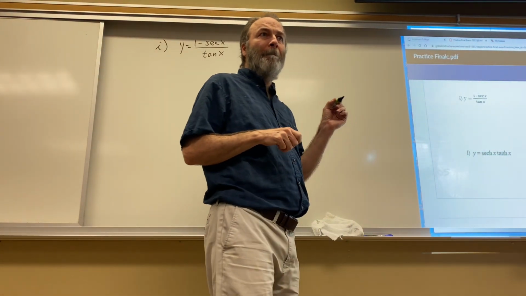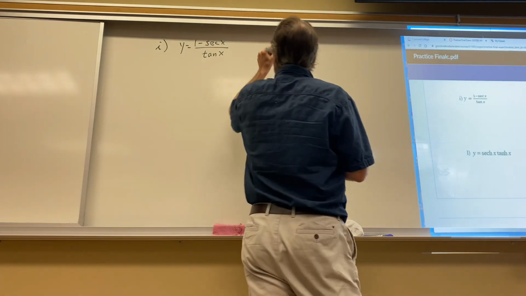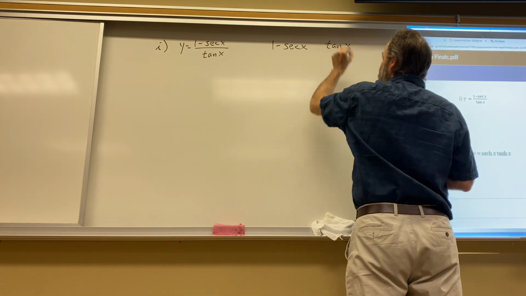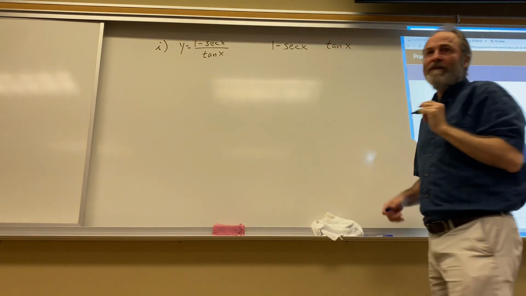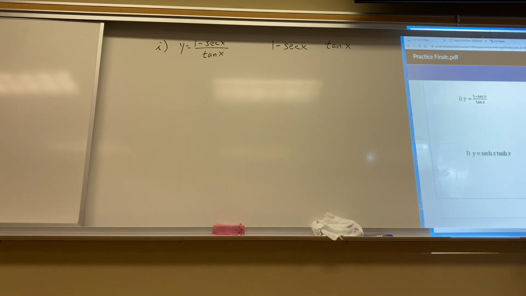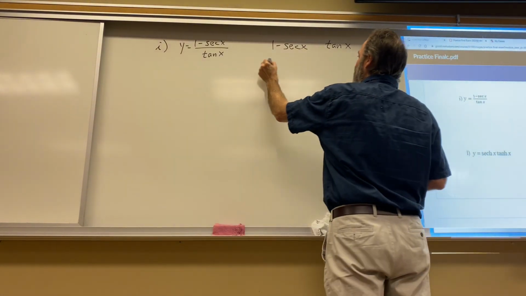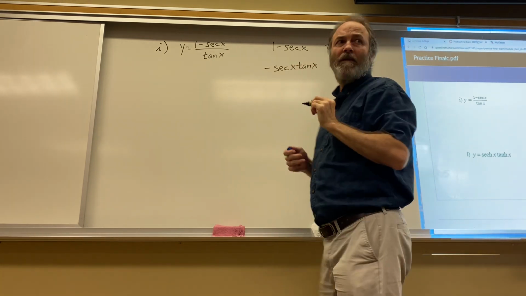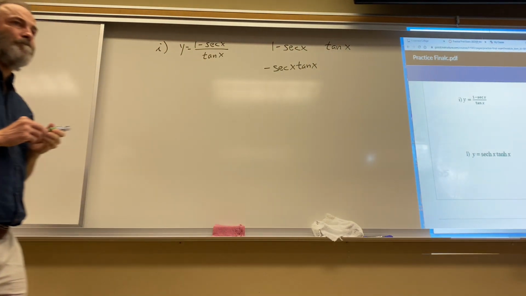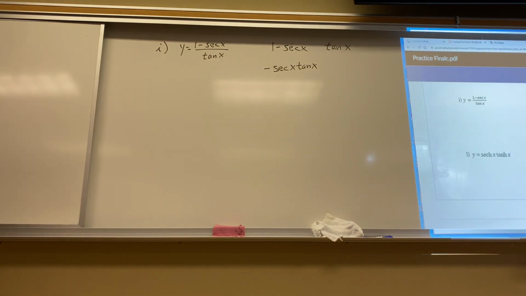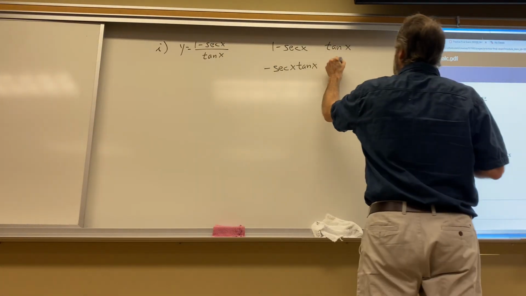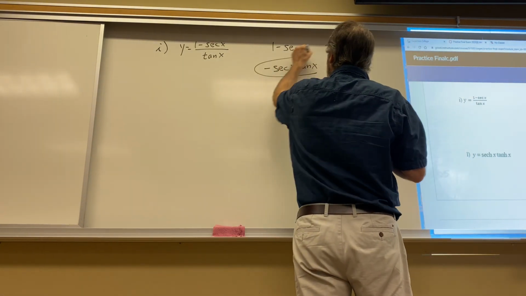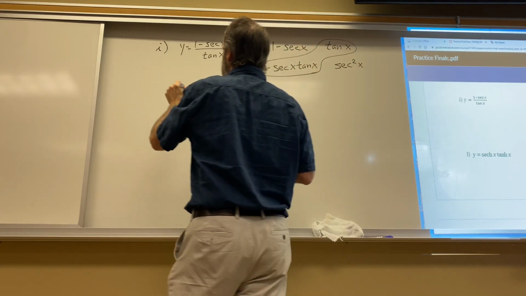What are we doing here? Quotient rule. So 1 minus secant x over tangent x. Okay, derivative of 1 minus secant x: negative secant x tangent x. Then the derivative of tangent x is secant squared.